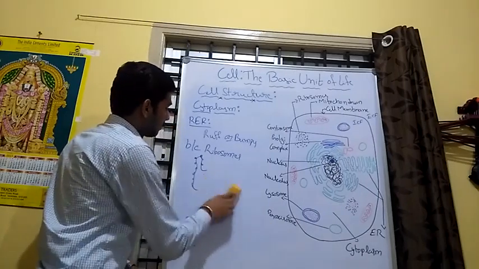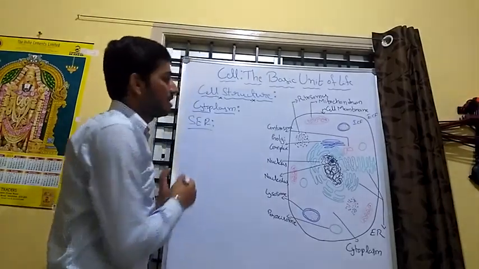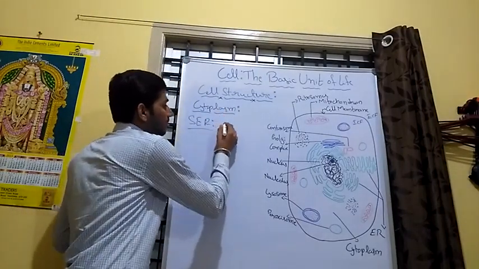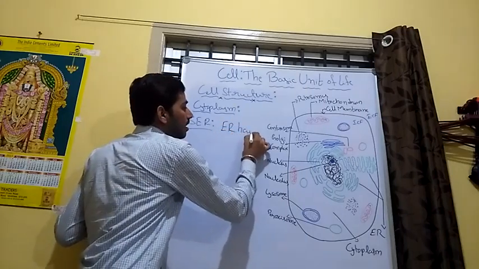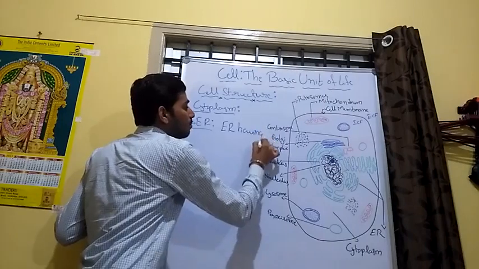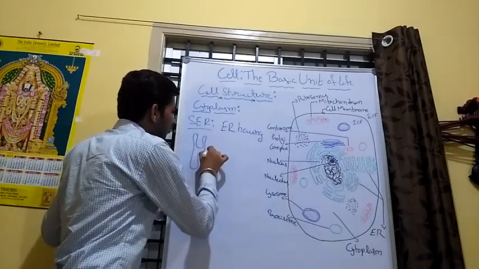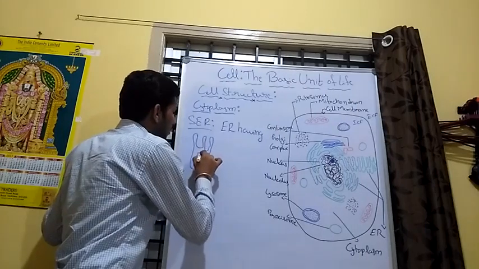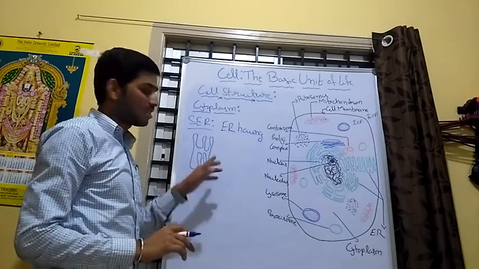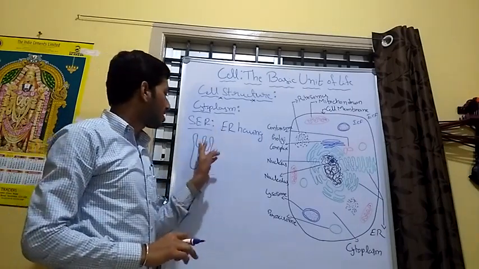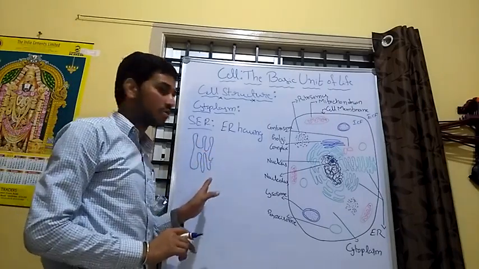And now we move to the smooth endoplasmic reticulum. Smooth endoplasmic reticulum is an endoplasmic reticulum having a smooth appearance, and it is also a tubular-like structure. It has a smooth appearance because of the non-adhesion of ribosomes. It is not attached with the ribosomes.